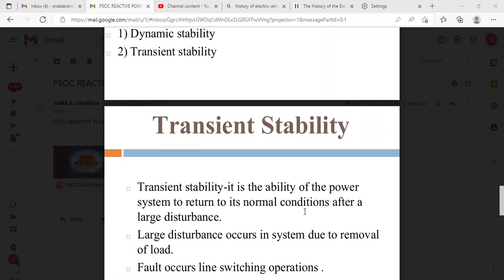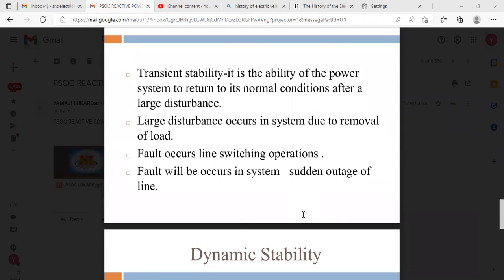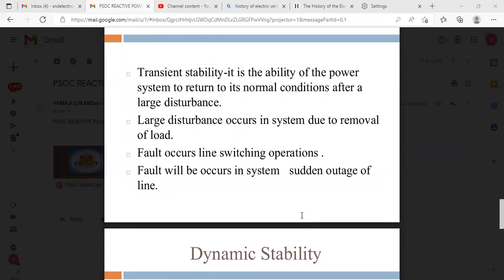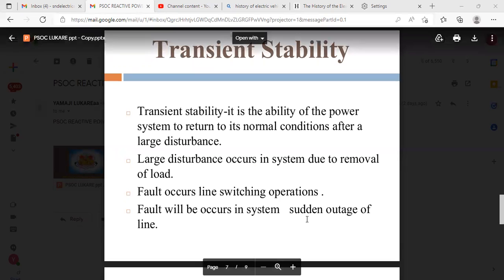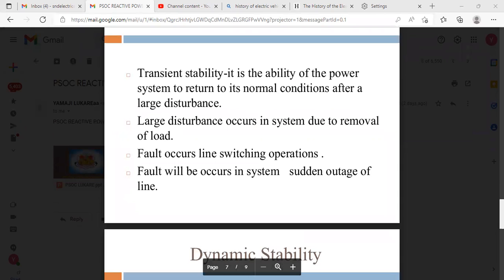and three types of faults will occur, such as line switching operations, sudden outage of line, line to line fault, line to ground fault. All these faults occur in transient stability. And so one normal condition will occur and the system will be disturbed.